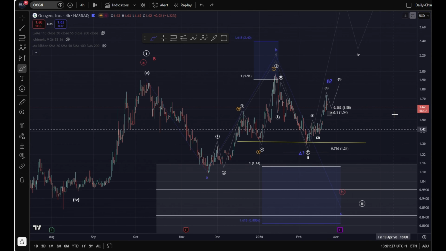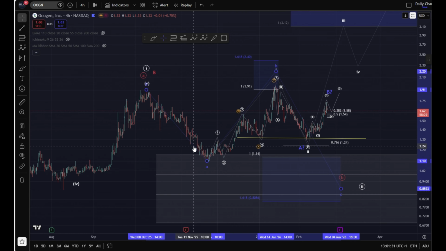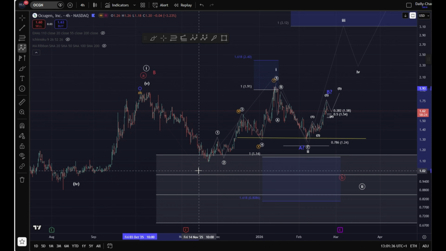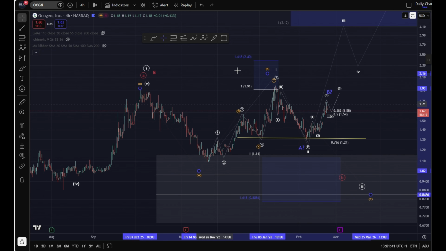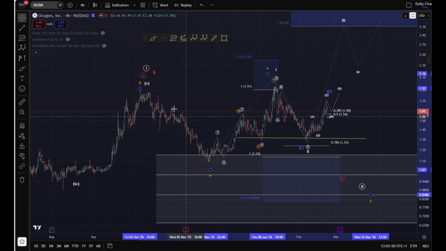So let me quickly change the count here, because as I explained, it's no longer an ABC. It can only be a W, X, Y. And let's quickly change the wave degree. So WXY, 3-wave structure, 3-wave structure, 3-wave structure in A, B, C for the bears. And for the bulls, we're looking now for 5 waves to the upside.